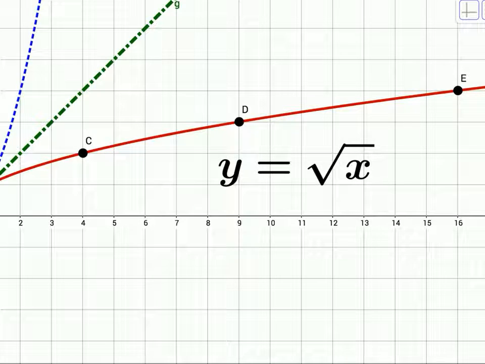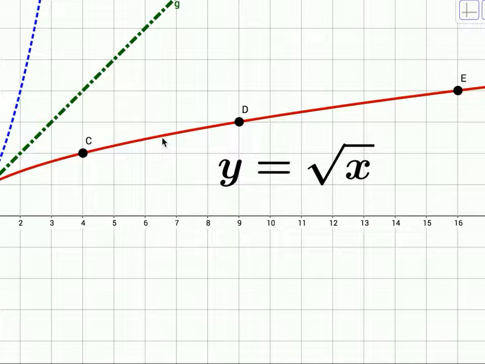We have 0, 0. When x equals 0, y is 0. When x equals 1, y is 1. When x equals 4, y is 2. When x equals 9, y is 3. When x equals 16, y is 4. So those are the points for us to connect to make y equals square root of x. And I marked it in color red.